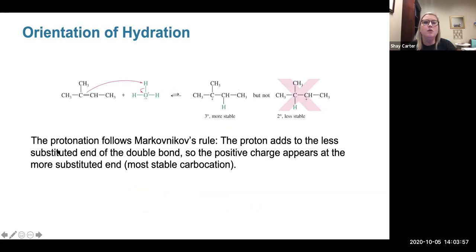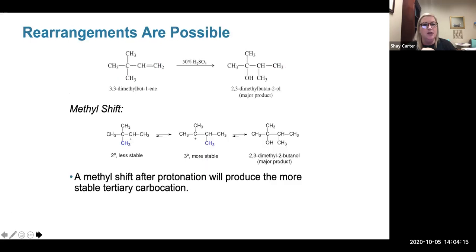Okay, so orientation of hydration: it follows Markovnikov's rule. The hydrogen goes with its friend. The positive charge, our carbocation, always appears on our more highly substituted carbon. Now, here's the tricky part. We have possible rearrangements, but anytime.